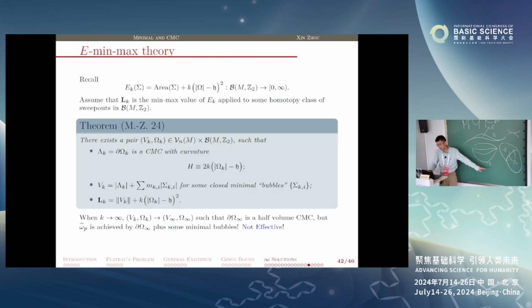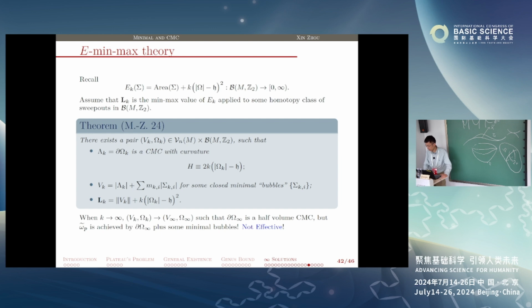So indeed, for this functional, we get an interesting existence theory. We were able to show the existence of a critical point. To be short, the solution has some CMC parts and some minimal parts with multiplicities. These are not satisfying, because even if what I said before works well, when k goes to infinity, the limit could be a CMC plus some minimal bubbles. And the minimal bubbles can ruin the existence theory.